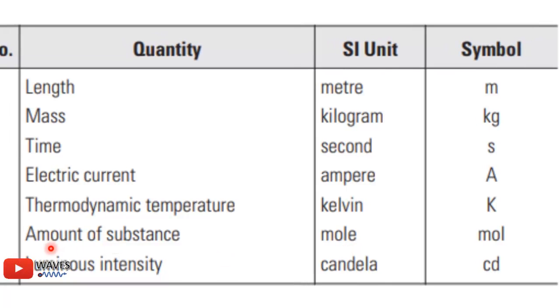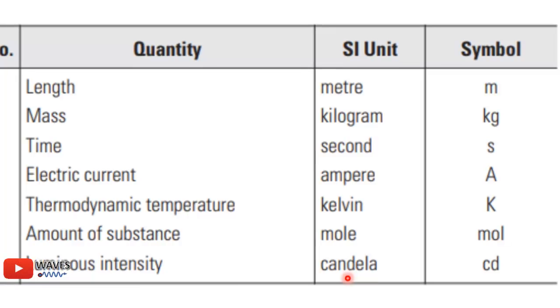The amount of substance, which is mostly used in chemistry, has a unit of mole and it's written as mol. We'll see that these symbols also have some importance later in this chapter. And finally, luminous intensity, the unit is candela and denoted by cd. The intensity, you know, if a light is bright, the value of candela would be more. In case it's less, it will be less.